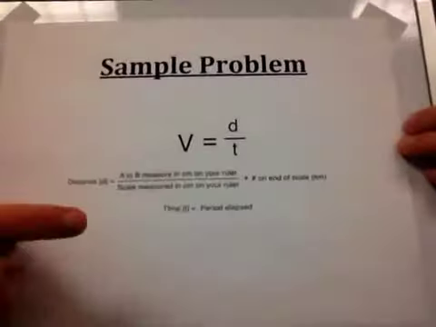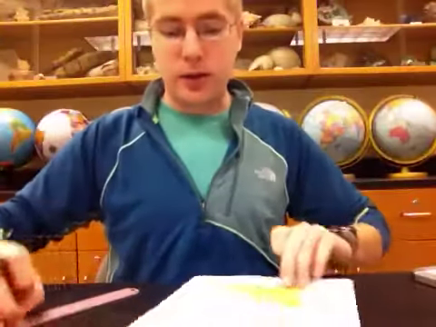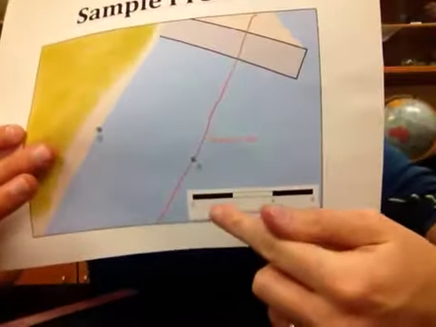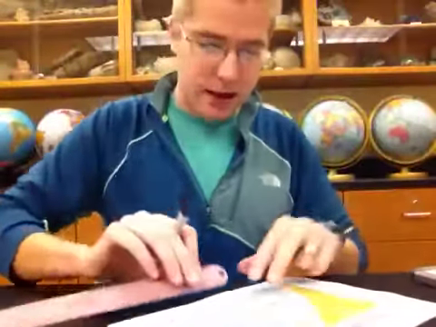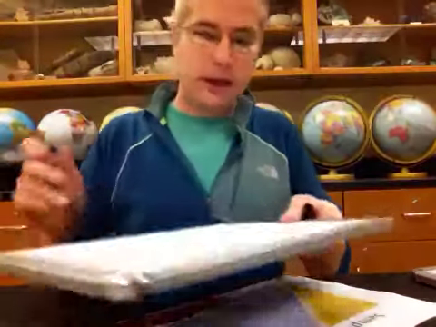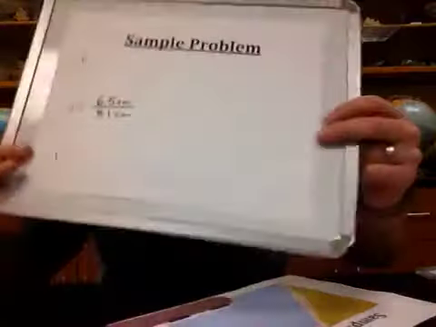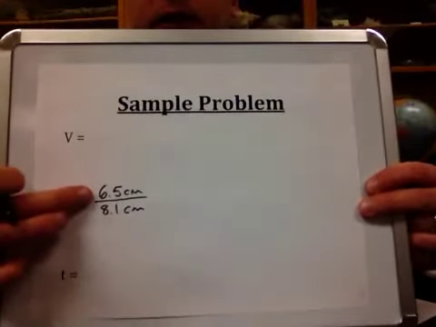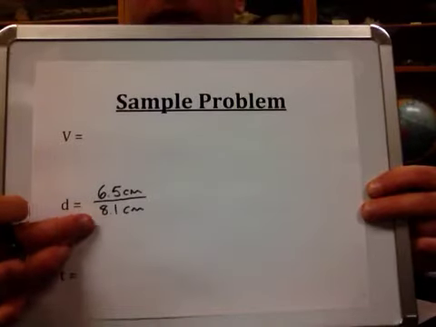The next thing that we need is to measure the scale in centimeters using our ruler. So we are going to measure the kilometers portion of the scale, which is the only scale on this map, all the way across to see how many centimeters that is. And I get 8.1. So we write that onto the bottom of the fraction that we have set up. So we have D equals 6.5 centimeters, which is the distance from A to B with our ruler, over 8.1 centimeters, which is the distance of the scale with our ruler.